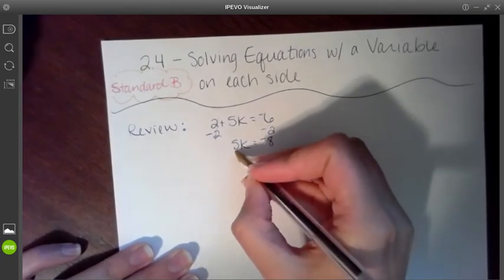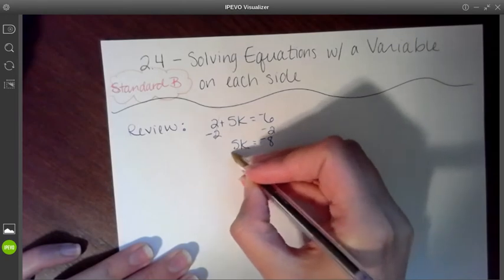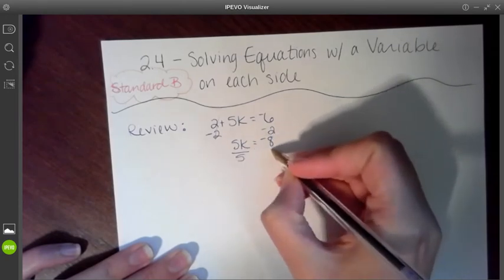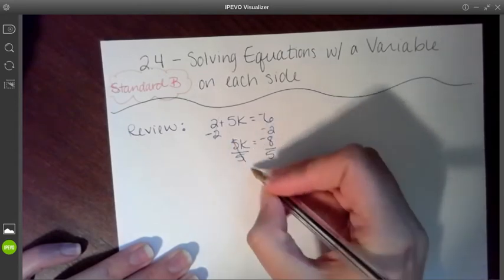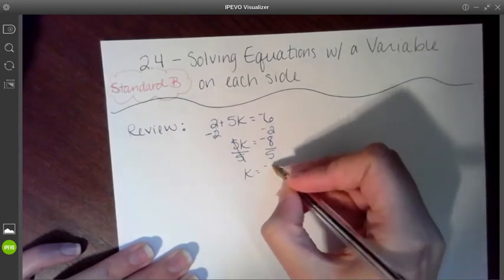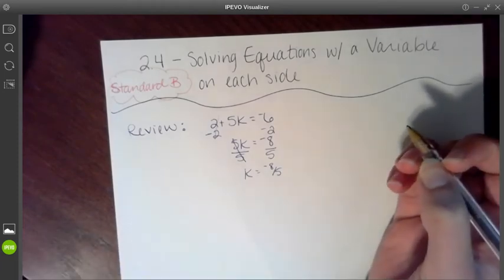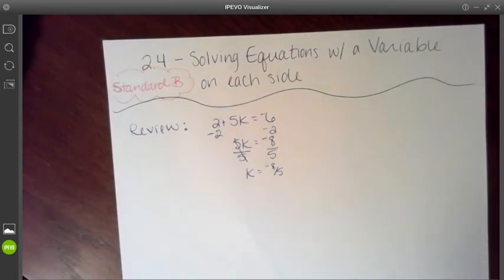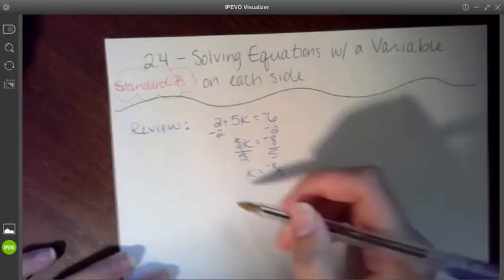Okay, and then we need to get rid of this 5. Well, 5 is being multiplied by the k, so we need to divide by 5, because division is the inverse of multiplication. So those 5's will cancel. We're left with k equals negative 8 over 5. All right, so what we've been dealing with is we'll have one variable showing up. It's only on one side.